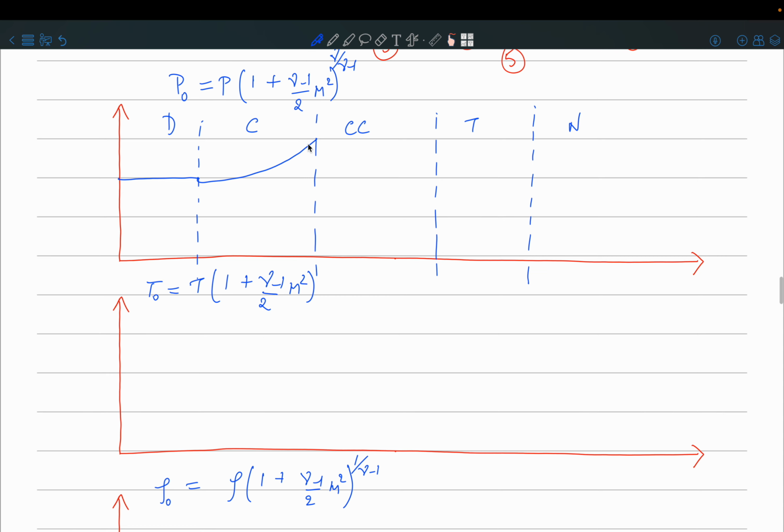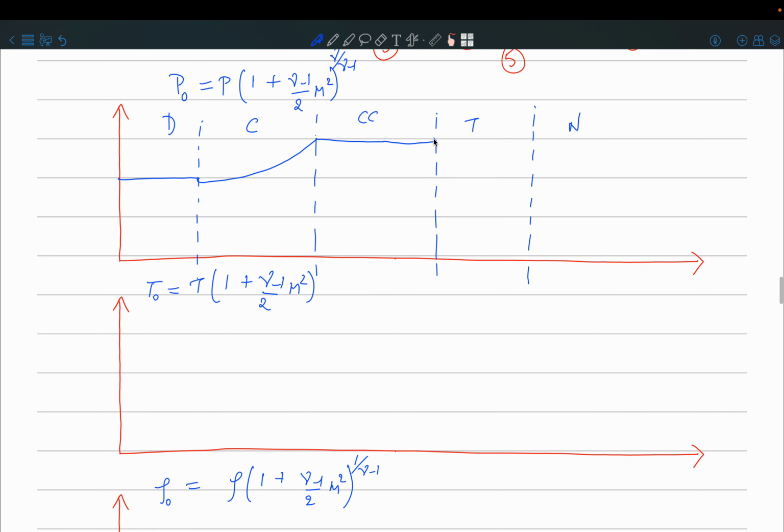And then in the combustion chamber, what will happen? In the combustion chamber, it is by assumption that the static pressure and the stagnation pressure remain constant. So this is an assumption. In reality, it reduces slightly, and my drawing is automatically doing that. So it's supposed to remain constant. And then in the turbine, work is being extracted. So now what will happen to the stagnation pressure?